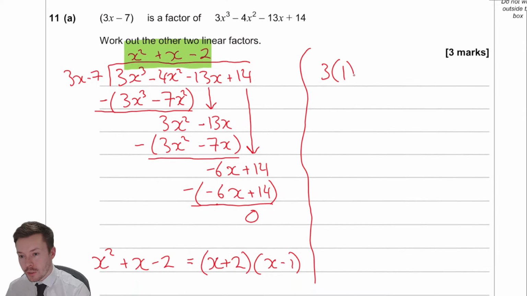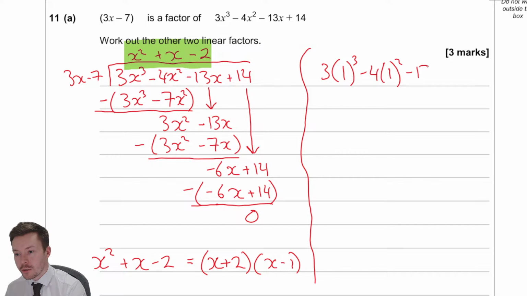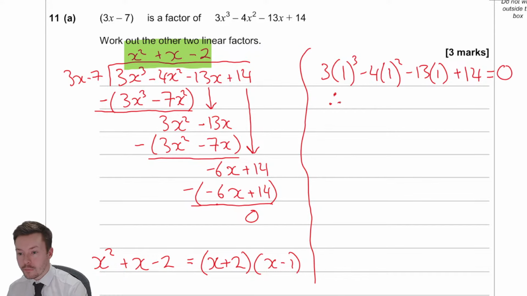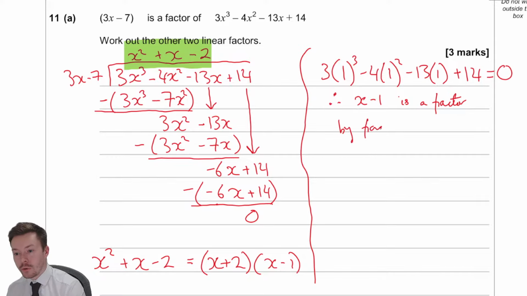So if we substituted that in, and the 3 lots of 1 cubed minus 4 lots of 1 squared minus 13 lots of 1 plus 14, if you work that through, you get 3 minus 4 is minus 1, minus 13 is minus 14, plus 14 is 0, therefore x minus 1 is a factor by factor theorem, is what you would say.